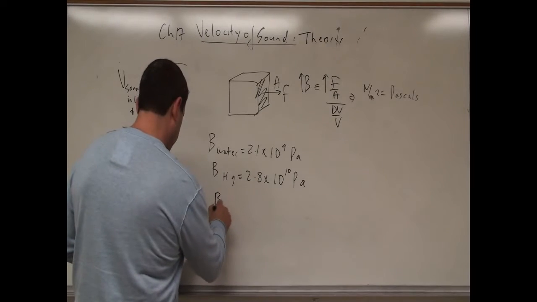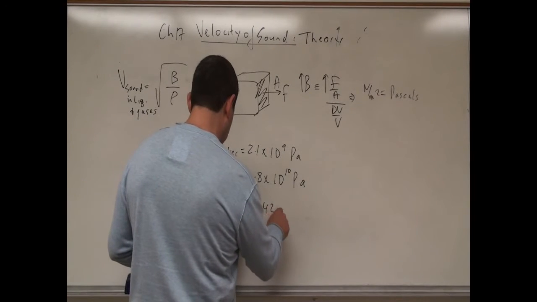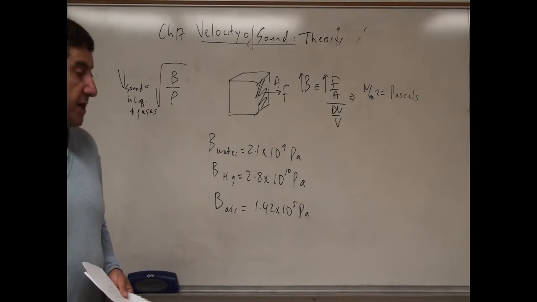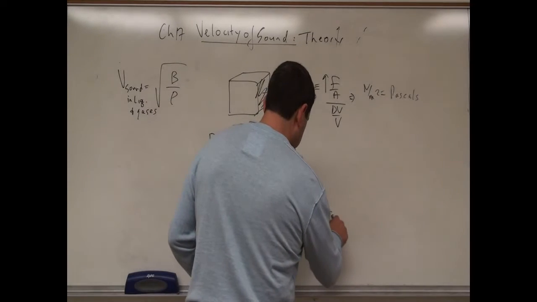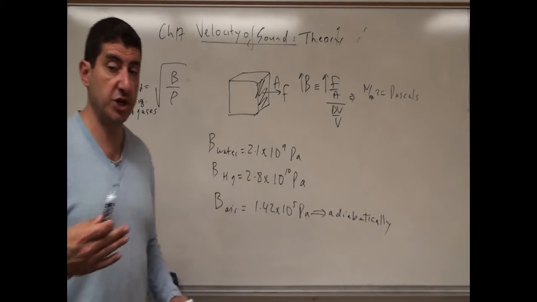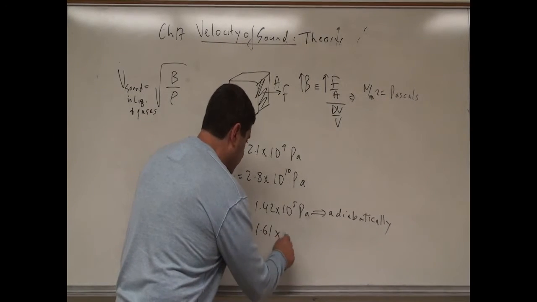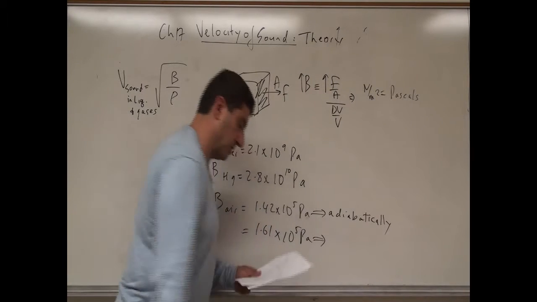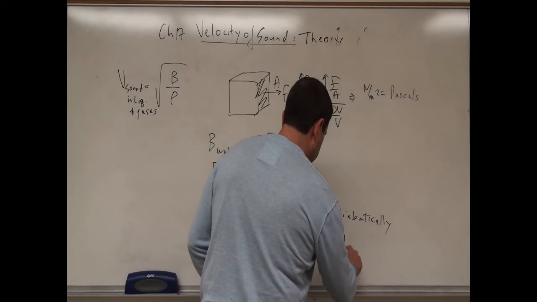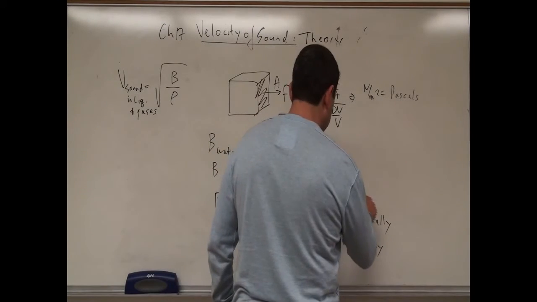Then we can have bulk modulus of air as an example of a gas. It's going to be 1.42 times 10 to the 5th pascals. That's if we try to expand the air adiabatically, which means no heat exchange between it and the surroundings. And then the bulk modulus of air is 1.61 times 10 to the 5th pascals, and that's if we try to expand or compress it isothermally. And isothermally means the temperature is constant.